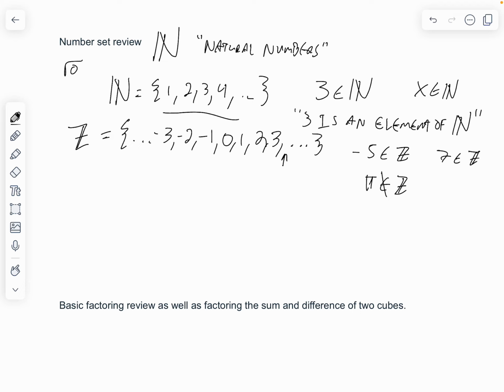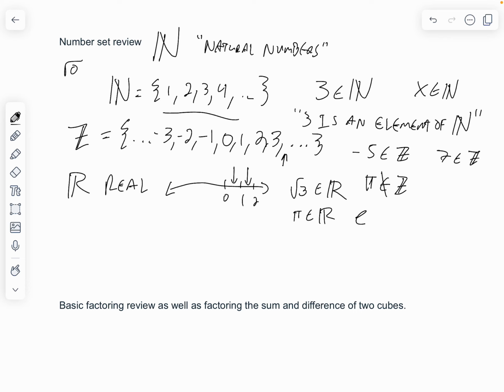Pi is, however, a real number. A real number is anything you can put on a number line, right? For example, the square root of 3 is a real number, but it's not an integer, and it's definitely not a natural number. Pi is a real number. E, if you know, is 2.71 and change. It's called Euler's constant or Euler's number. It's really important, especially in finance, and has lots of real world examples, but it's kind of cool. Real numbers are anything positive, anything negative, right? Something like 7.68 is a real number.